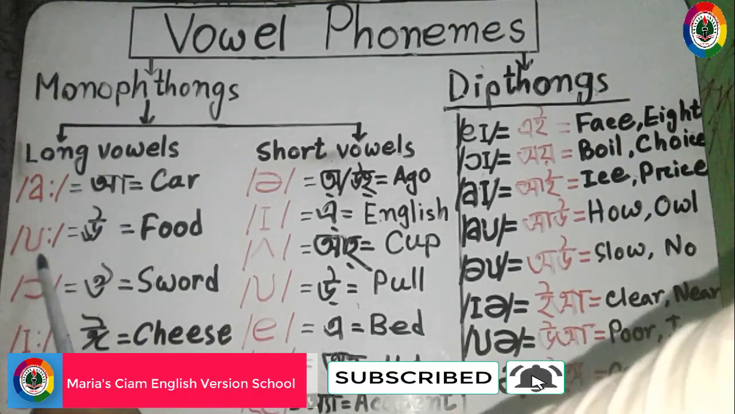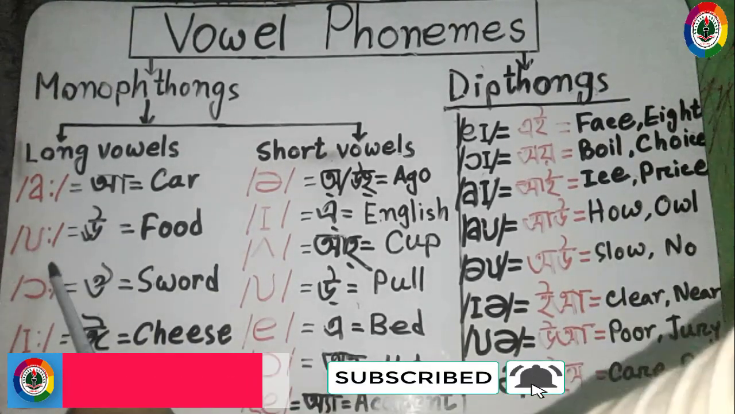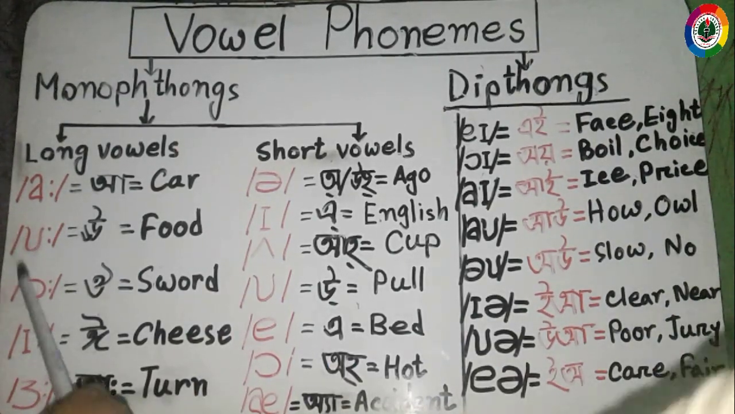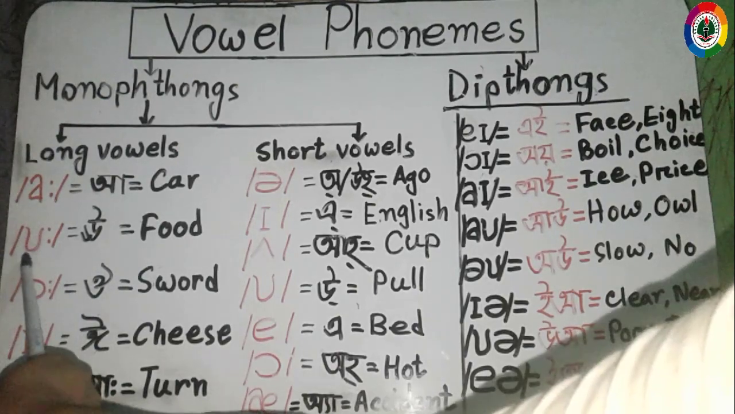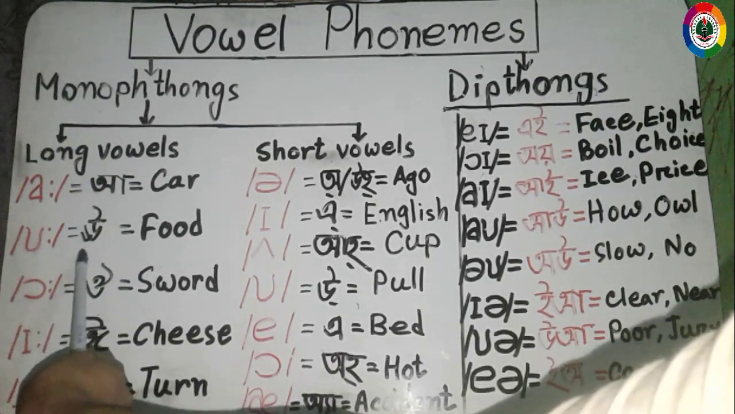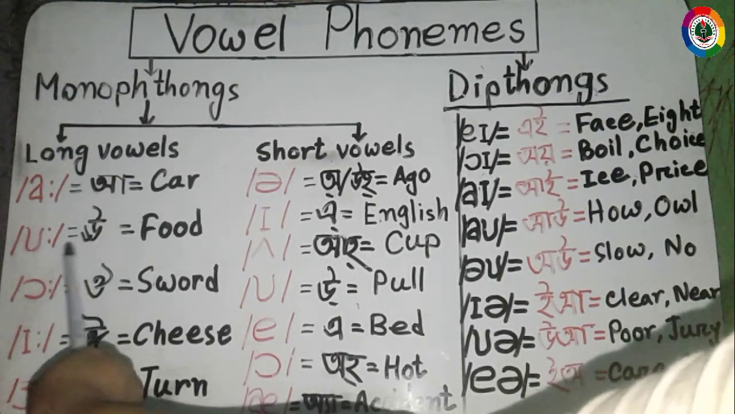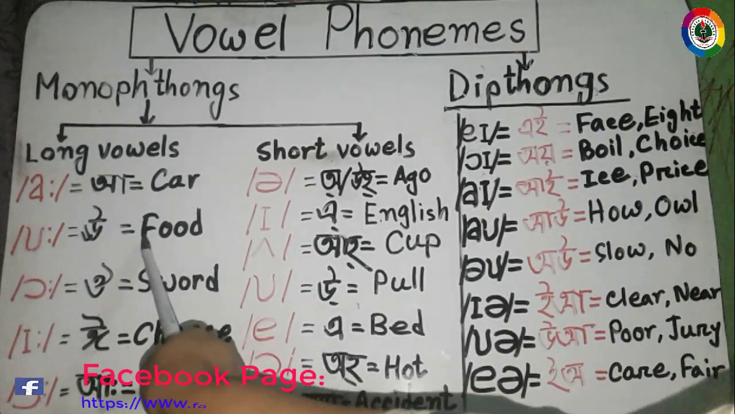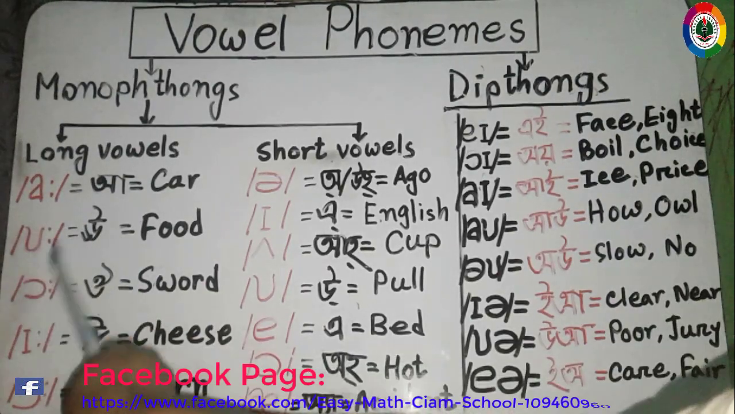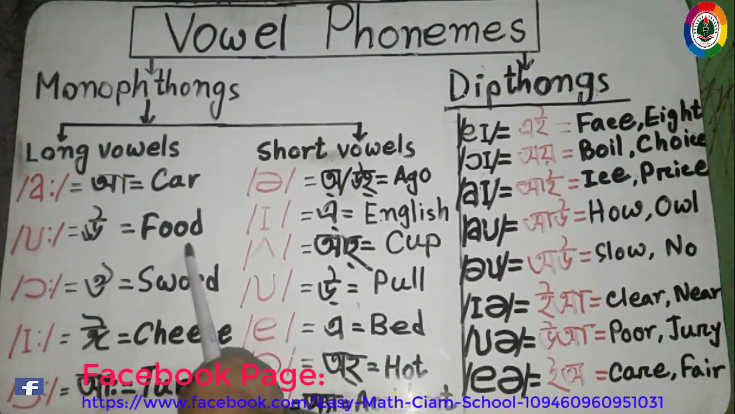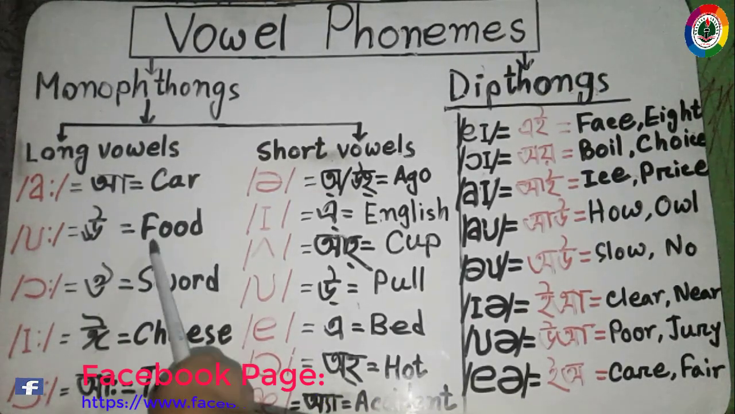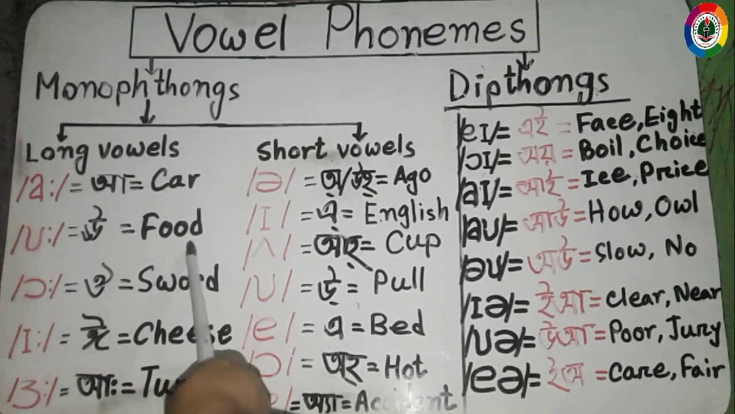Now let's move to this side. In my last class, I have already showed you all these signs before. We'll have to pronounce this sound like O, O, O, like food, food. The best example of this sign is food. We won't say it short. We'll pronounce it long, food.